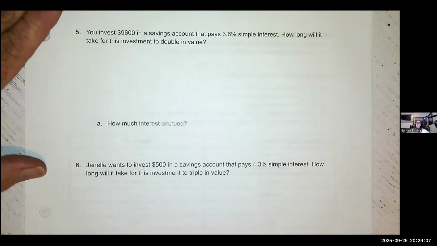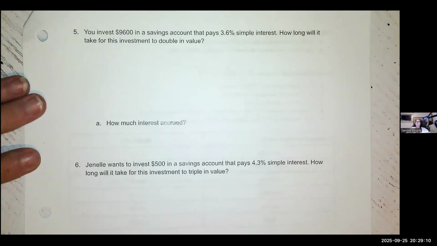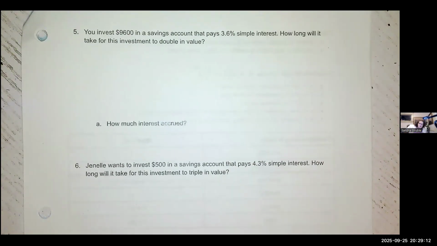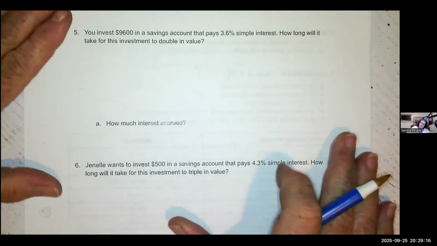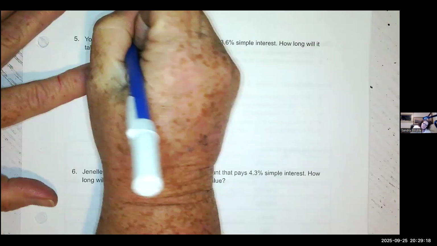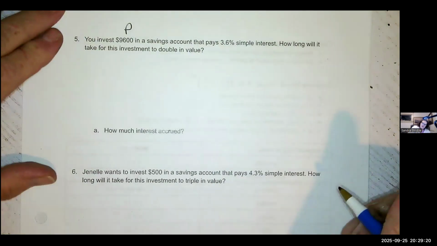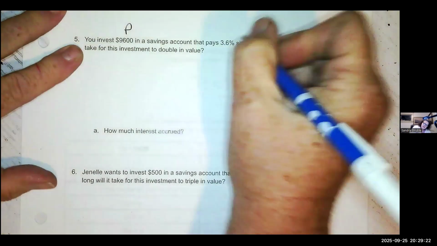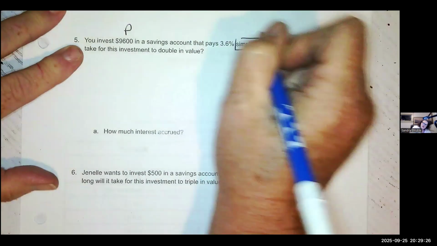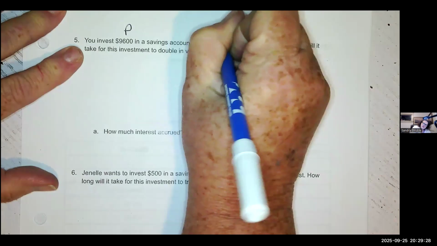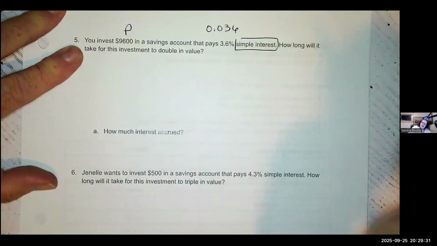All right. This is the last page for this lecture, and then I'll move on to a different video. You invest $9,600 in a savings account. Okay, so you're investing it. That's your P. It pays 3.6% simple interest. I'm using my simple interest formula. And 3.6 divided by 100 is 0.036. So I went ahead and did that.